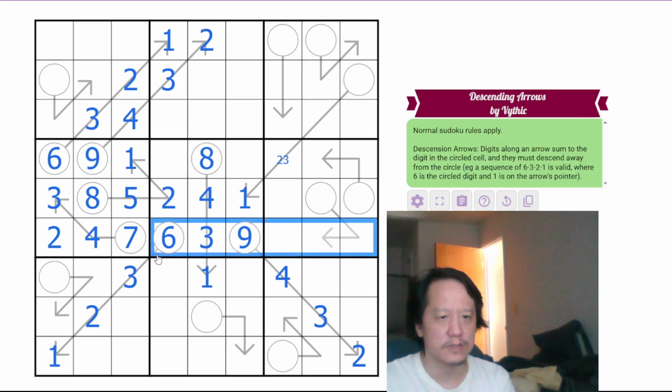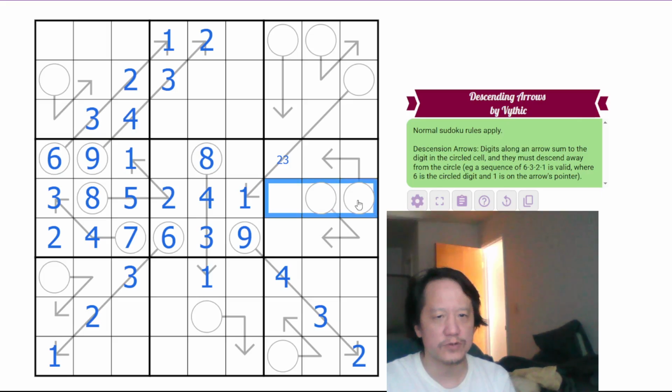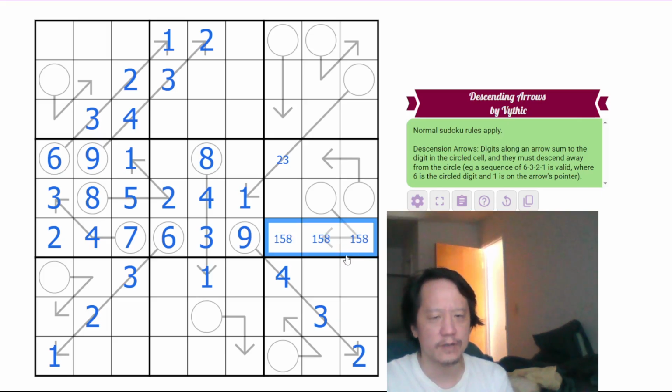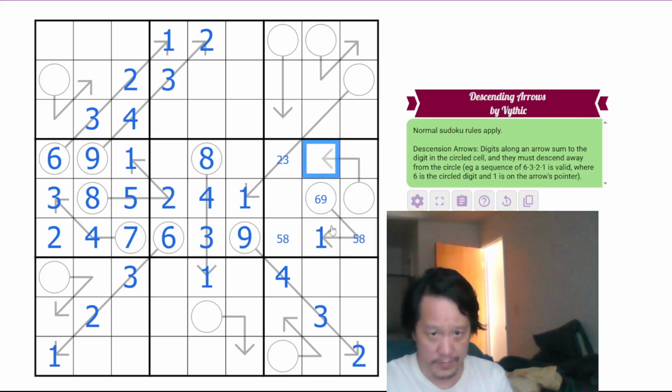Remaining digits of row 6, row 7, it's pretty limited. Row 6 is 1, 5, and 8 remaining. We cannot have 5 and 8 adding up to a single digit, so we have to have 1 on the arrow, and that's the smallest digit, so this is 1. 1 and 5 add up to 6, and 1 and 8 add up to 9, so no 1 there.